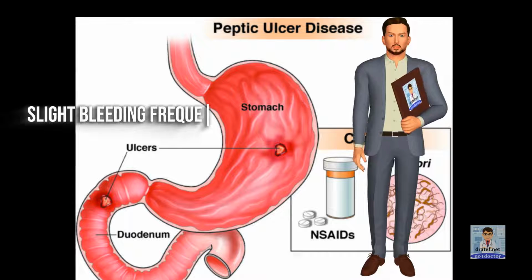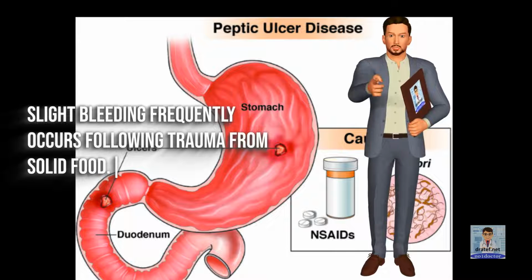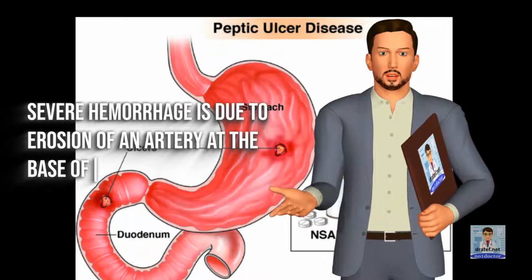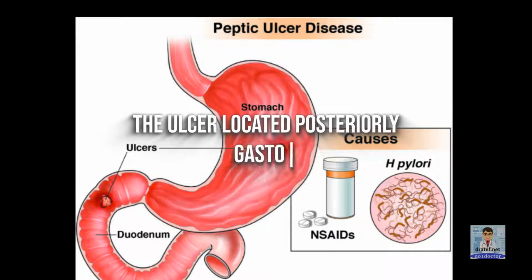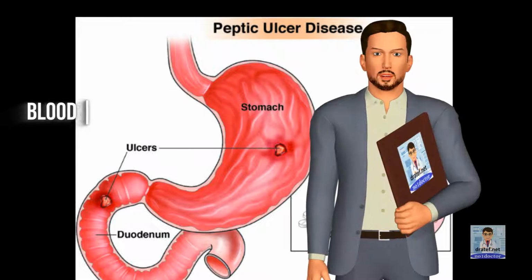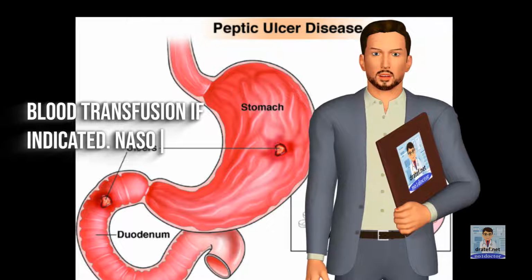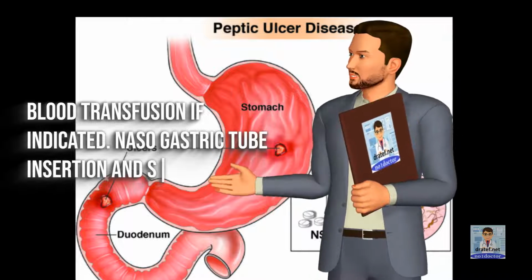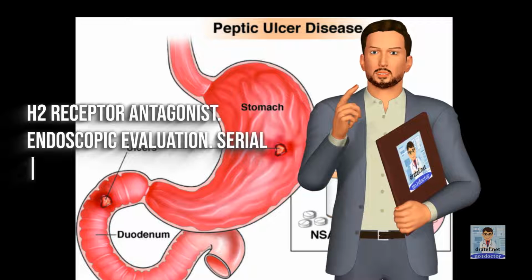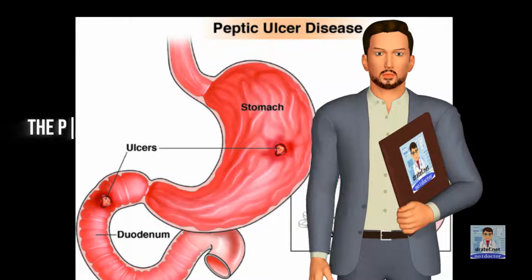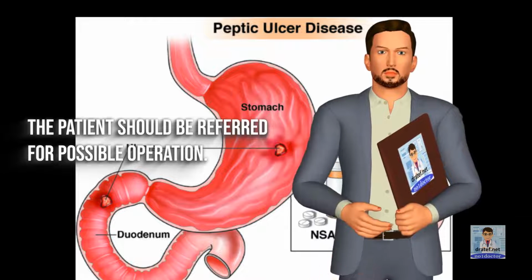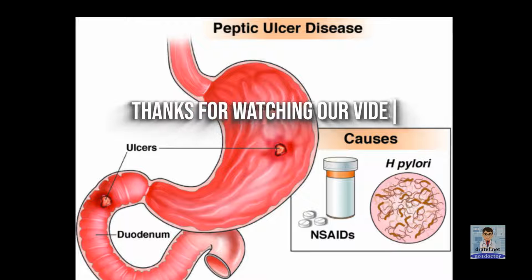Bleeding peptic ulcer. Slight bleeding frequently occurs following trauma from solid food. Severe hemorrhage is due to erosion of an artery at the base of the ulcer located posteriorly: gastroduodenal, splenic. Patient presents with hematemesis and/or melena. Management. Conservative: fluid resuscitation, blood transfusion if indicated, nasogastric tube insertion and saline lavage, H2 receptor antagonist, endoscopic evaluation, serial hematocrit determination. The patient should be referred for possible operation.